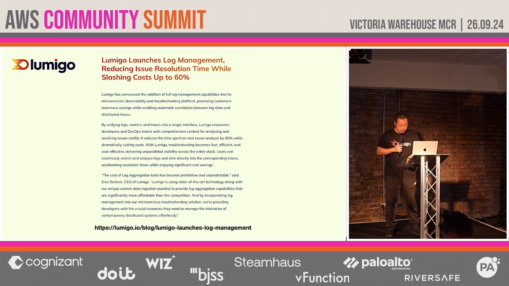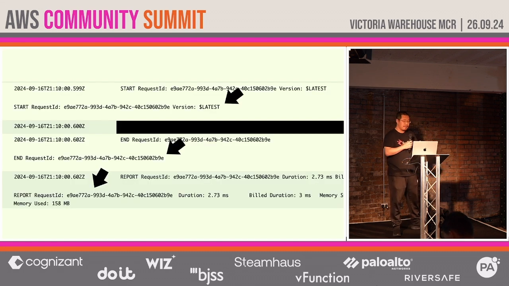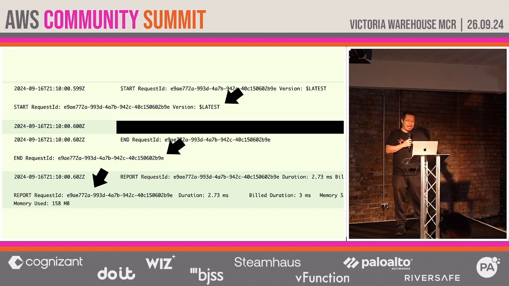And one more thing I want to mention about the CloudWatch logs, especially for Lambda, is that you've got these system messages that you get for every single invocation. Even if you don't log anything from your application, you're still going to get those couple of lines when you start, when it finishes, and a report for how much time it took, how much memory was used, and whatnot. For most people, this is probably not an issue. This is quite a small amount of data.